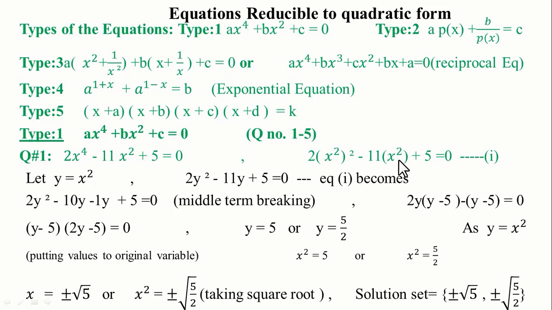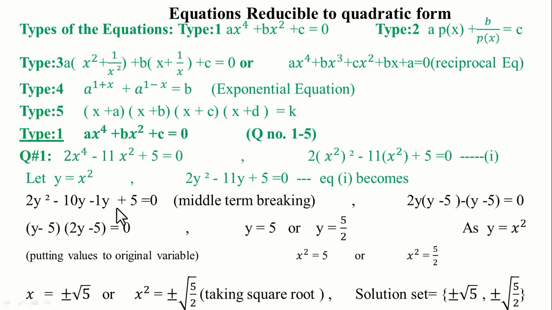So put in equation number 1. Equation number 1 becomes 2y square minus 11y plus 5 is equal to 0. Equation 1 is now in the form of variable y. Now we can arrange it into the reduced form of a quadratic equation. Then we use middle term breaking. Now, middle term breaking of this equation: 5 times 2 is 10. Now we consider the two variables.